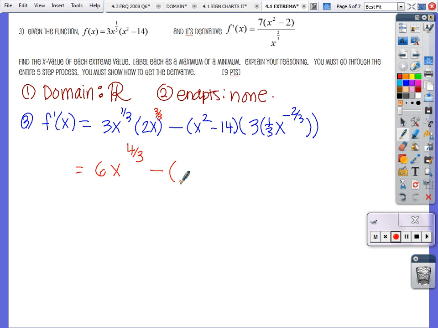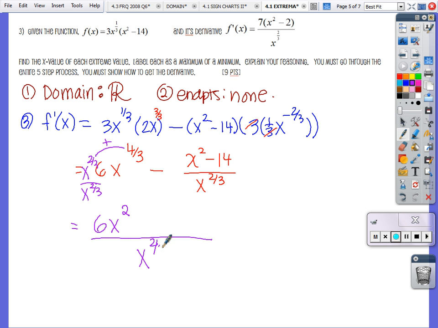Minus, let's see. The x squared minus 14, I'm going to use as my numerator. And then the x to the 2/3 is going to come downstairs. Now I'm going to multiply so that I can get a common denominator. X to the 2/3, x to the 2/3. And we get 6x to the 6/3, which is x squared. I'm going to add those. Common denominator was actually x to the 2/3. I'm just going to write that in.